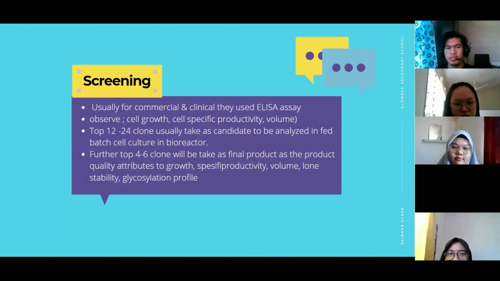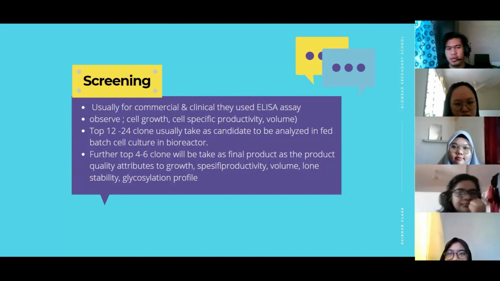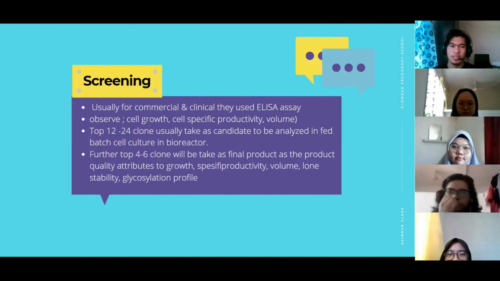The last one will be a screening process, which is usually used in the commercial and clinical, and they usually use the ELISA assay to screen the cells, and with this we can observe the cell growth, specific cell productivity, and the volume of the monoclonal antibody itself.